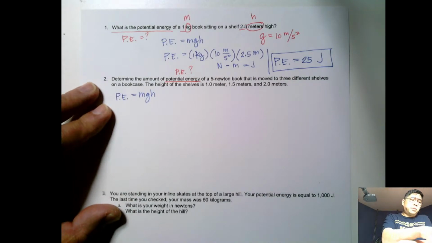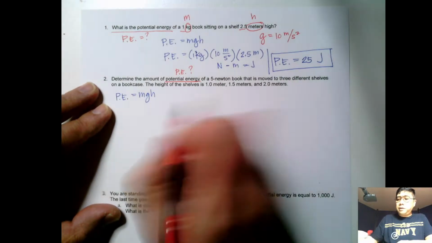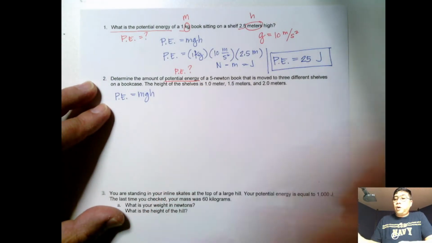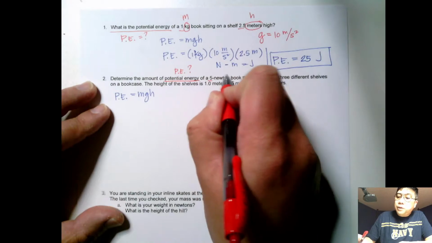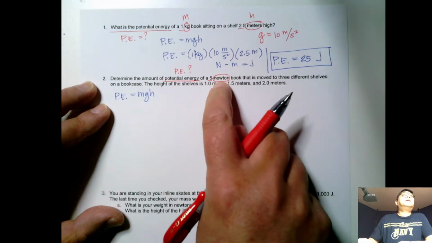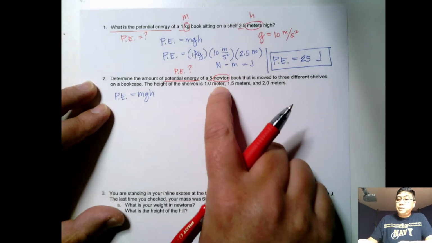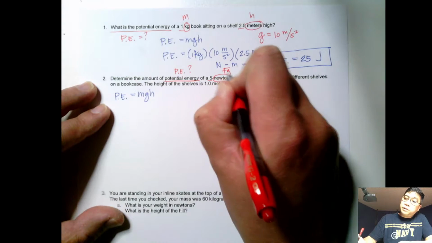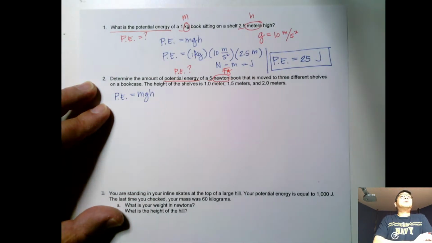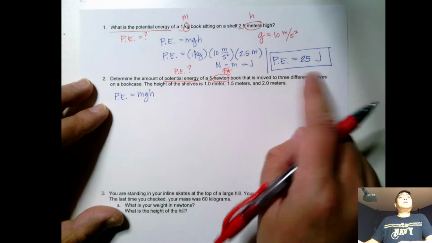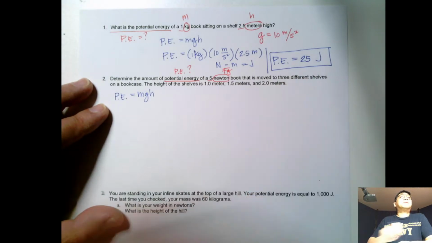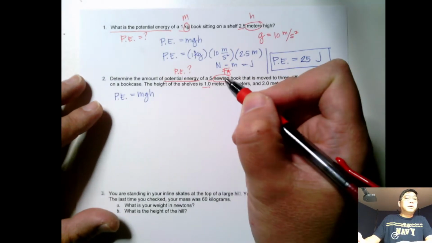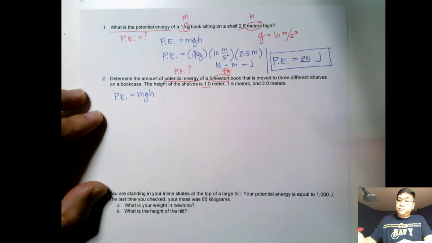Now let's continue reading. According to the problem, a 5 newton book. So 5 newtons is not your mass, but instead newton represents the weight, or Fg. Fg, also known as weight, is moved to 3 different shelves on a bookcase. The height of the shelf is 1 meter. So we have 3 different heights.